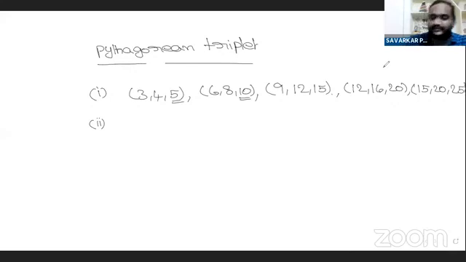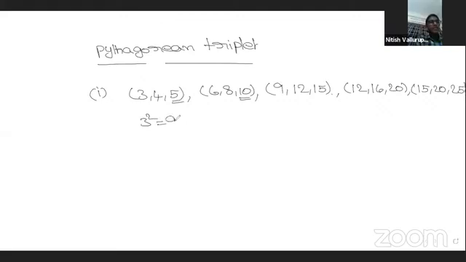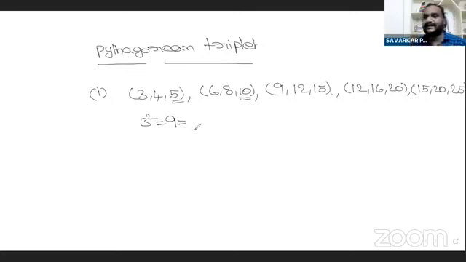Then how to write with 5 as the starting number? Have you observed any pattern here for 3, 4, 5? I will tell you a small trick. What is 3 square equal to? 9. Can you write 9 as a sum of two consecutive numbers? Consecutive means the numbers which are next to each other. 9 is nothing but 4 plus 5. So your triplet is 3, 4, 5.